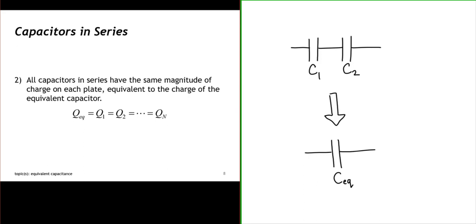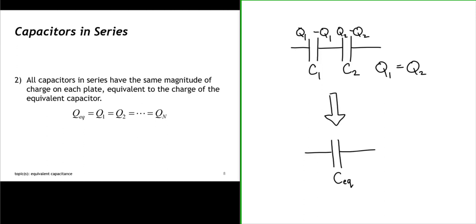So here's our two capacitors in series, capacitors C1 and C2. Capacitor C1 has a charge of plus Q1 on its positive plate, minus Q1 on its negative plate. Capacitor C2 has plus Q2 on its positive plate and minus Q2 on its negative plate. Because these two capacitors are in series, the magnitude of charge on capacitor 1 is equal to the magnitude of charge on capacitor 2.